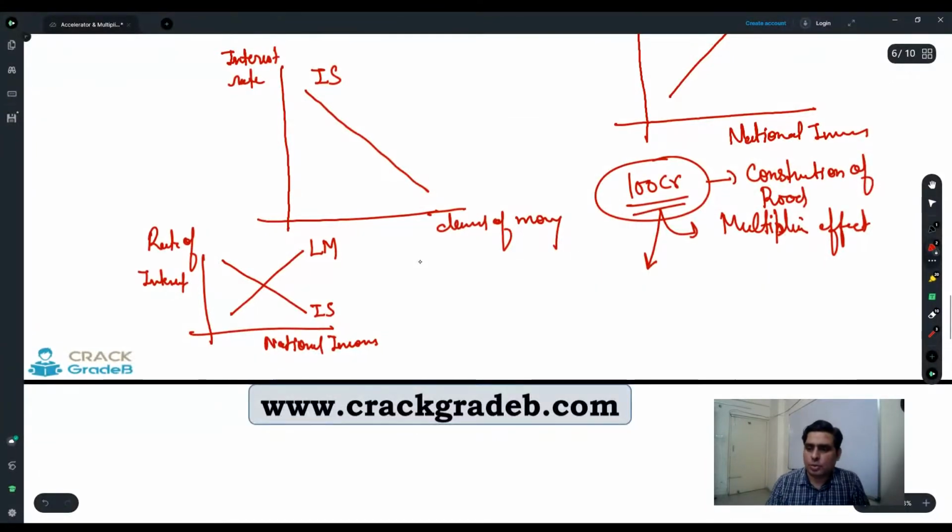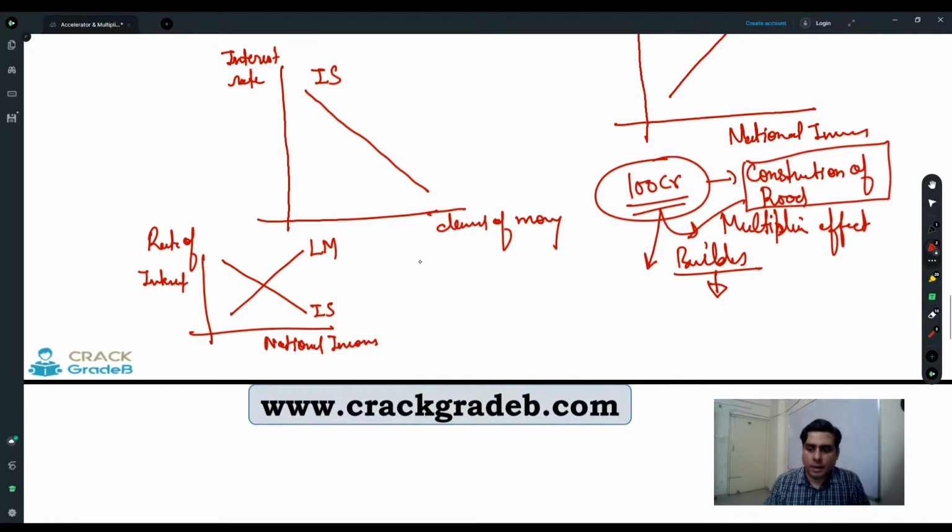Okay, so construction of a road, and that construction of the road is going to be done by the builder, right? If you look at the construction of the road by the builder, he is going to get 100 crores from the government in order to build that road.